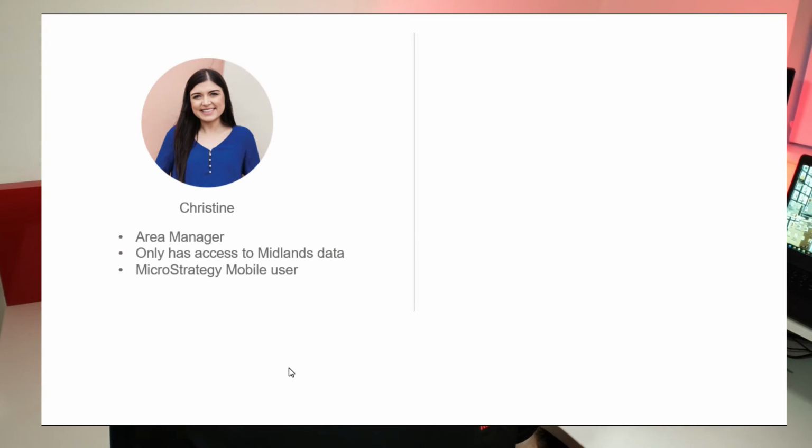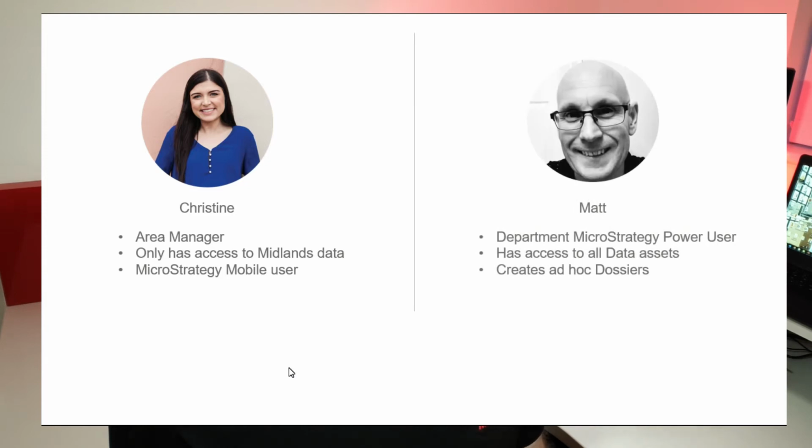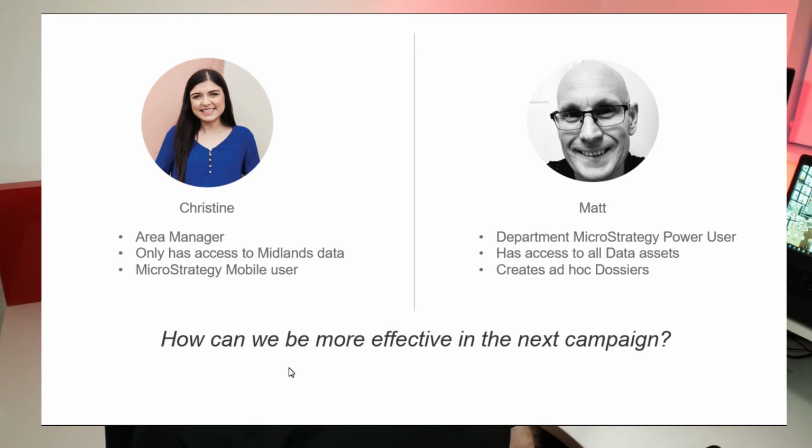I have got two actors in my demonstration. I have an end user who is Christine, an area manager. She's just going into a meeting and she requires some information which is going to help her decide which campaigns and where to target. She's contacted Matt, who, besides being a part-time model, is the go-to guy for when the field needs some analysis quickly. I'm going to take the role of Matt and build a dossier from two different data sources. I'm going to answer Christine's question, how can we be more effective in the next campaign?